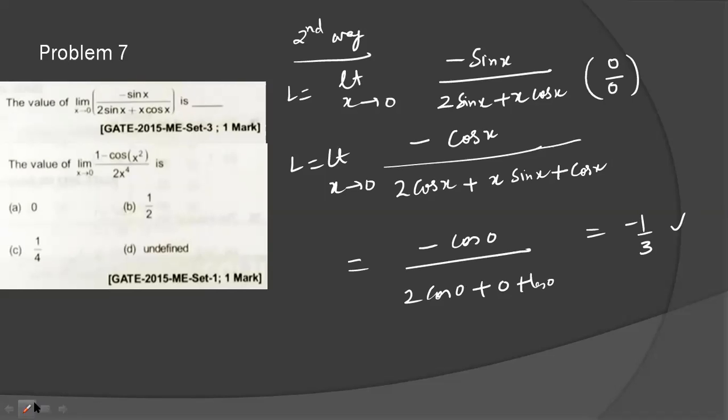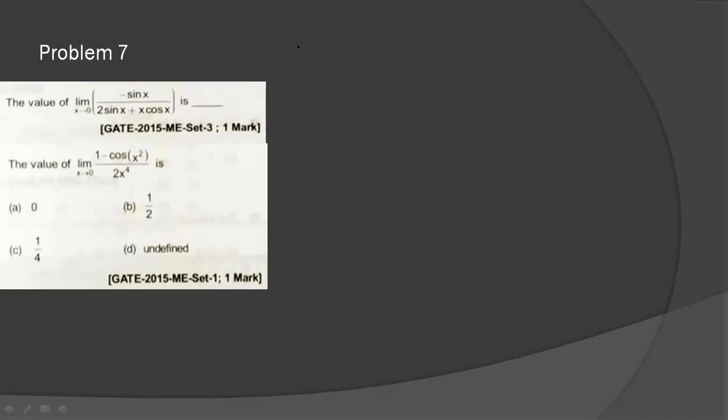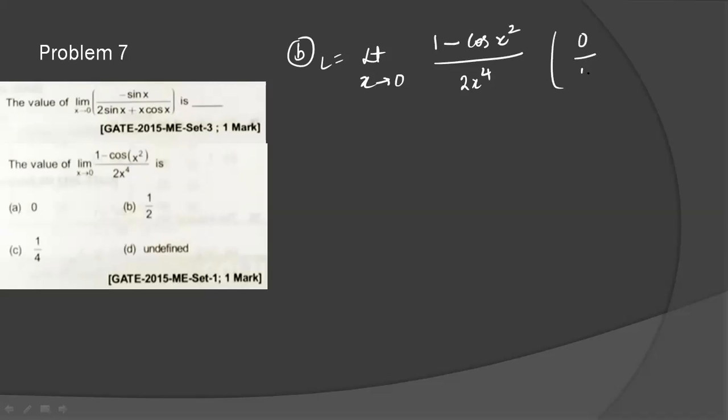In the B part, we have limit x tending to 0 of 1 minus cos x square over 2x to the power 4. If you put x equal to 0, you will get 0 by 0 because cos 0 is 1, so 1 minus 1 is 0 upon 0. For 0 by 0, you can directly apply the L'Hospital method. The derivative of 1 will be 0 and the derivative of cos is minus sin, so it will be plus sin x square, times the derivative of x square, which is 2x, and in the denominator will be 8x cubed.